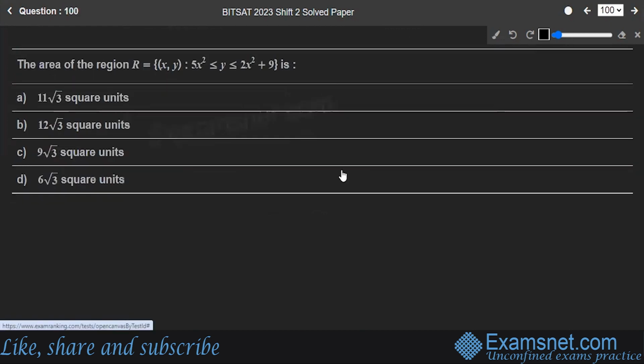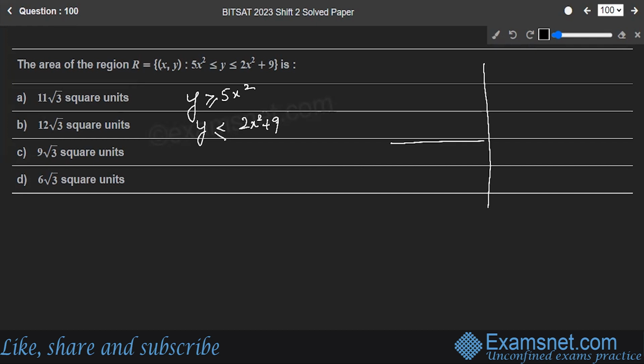Hope you understood this. Next is question number 100. The area of the region R, which is given by the set of ordered pairs x and y, such that 5x squared is less than or equal to y is less than or equal to 2x squared plus 9, is given by. Okay, so first of all, you have y greater than or equal to 5x squared and y less than or equal to 2x squared plus 9. If I plot it, it will look something like this. According to this, y greater than this one, I'm putting x equal to 0, 1, 2, 3. So it will give me a curve something like.